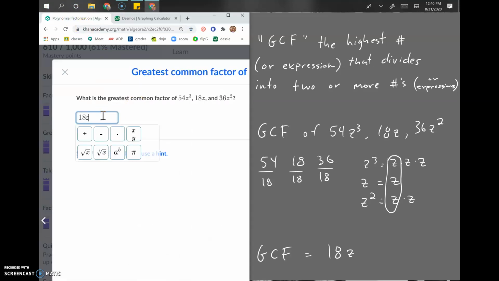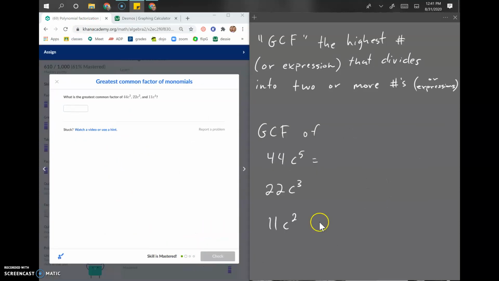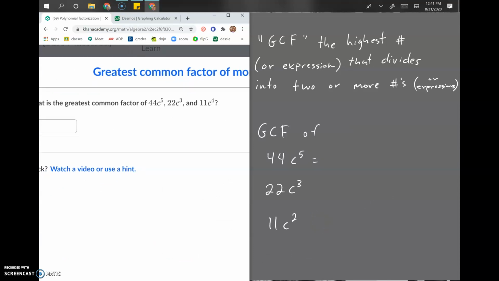Punch it in, catch the green, and move on. It's the greatest common factor of 44c to the 5th, 22c to the 3rd, and 11c to the 4th. Again, we can just type in GCF with those 3 numbers and we'll get the greatest common factor.